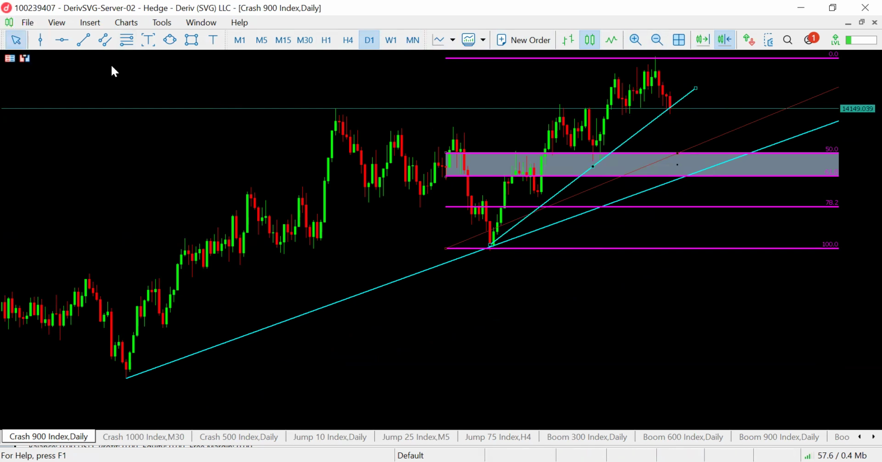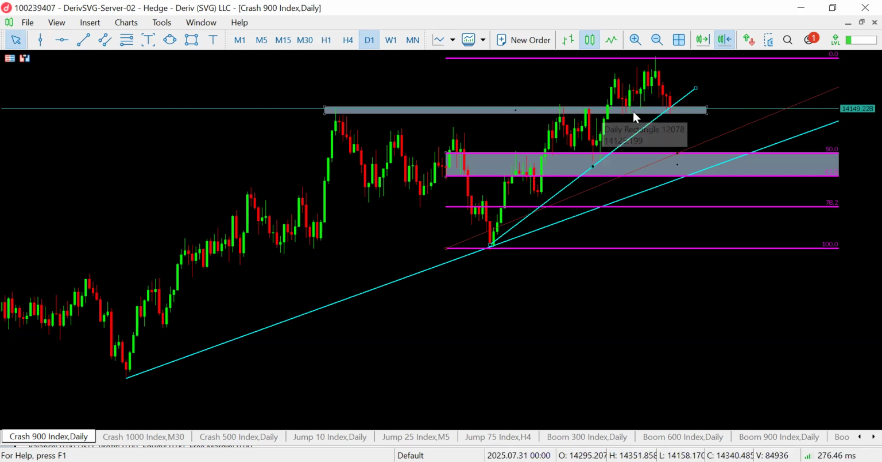Then another thing I can spot quickly is a support zone. You can see this particular zone. Now, why is it a support zone? I've talked about support and resistance on this channel. You can check out the video, but basically you can see that price bounced off this particular zone several times.